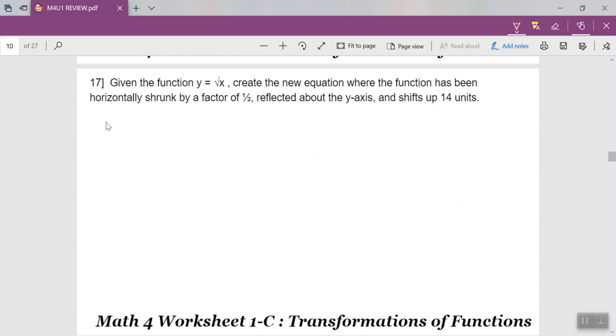All right, parent function of square root of x. We are horizontally shrunk by a factor of x, reflected on the y-axis. Let's see, reflected on the y-axis means that it's going inside the square root. And 1/2 means that we're doing that, and then we're doing that. There's no left or right to this one. And then we're shifting up 14 outside. That should cover everybody.